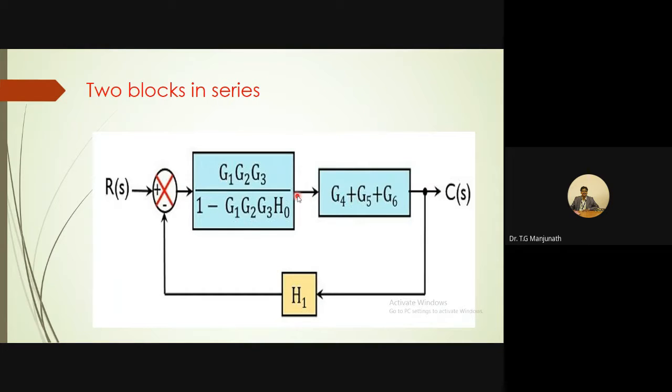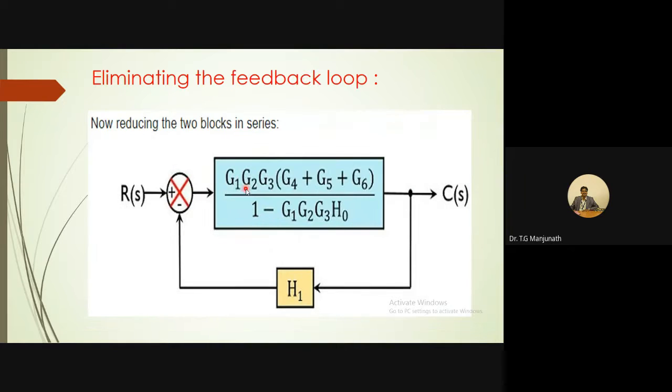Understood? Because between these two blocks, you don't have any takeoff point. When the blocks are in series, I should multiply. Then this value into this value, multiply, rewrite the diagram. If you rewrite, how it looks, everything remains same. So multiply G1, G2, G3 into G4 plus G5 plus G6 divided by this, and everything remains same.